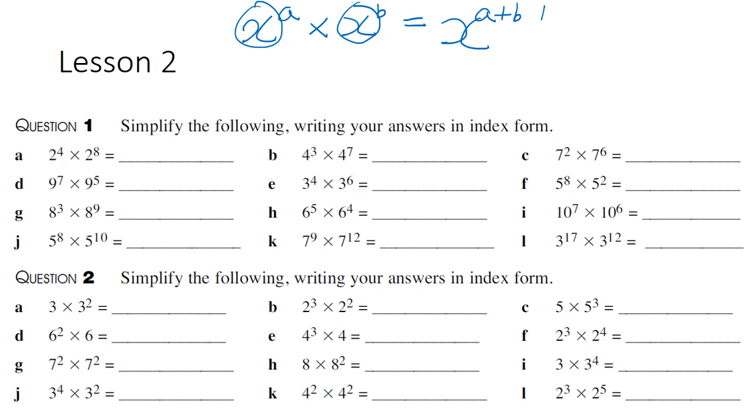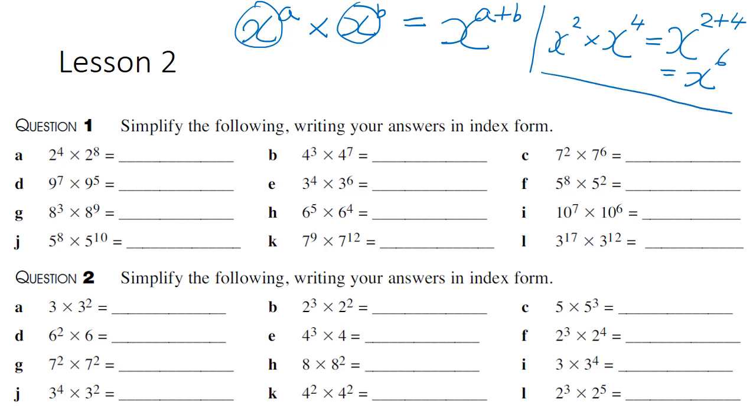I'll give you a quick example. If I've got x to the power of 2 times x to the power of 4, what does that equal to? That equals x to the power of 2 plus 4, which equals x to the power of 6. Once you know that, we should be able to go on to the questions. I'm going to work on question 1a with you.